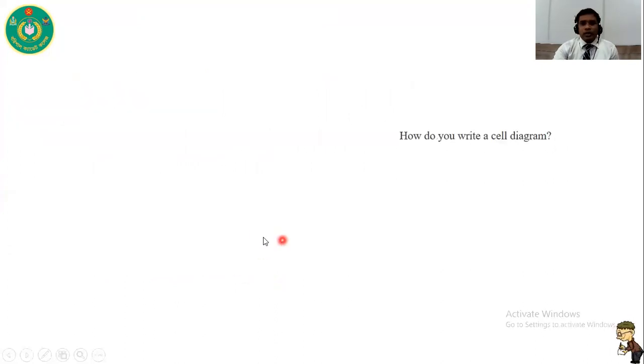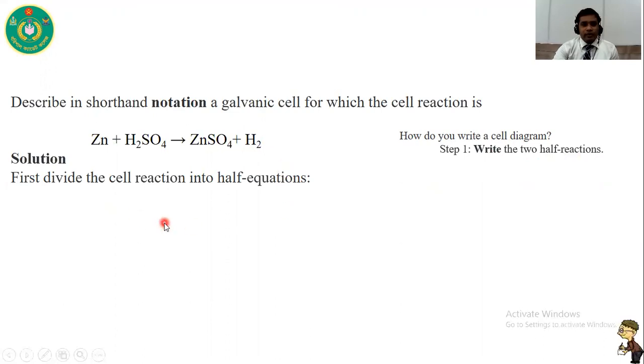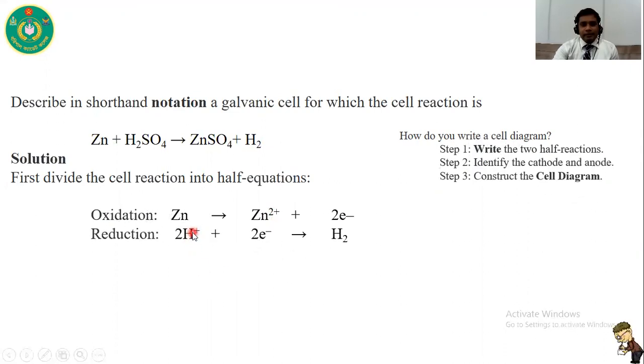So how will we write a cell diagram? Describe in shorthand notation a galvanic cell for which the cell reaction is zinc plus sulfuric acid gives zinc sulfate plus hydrogen. If there is a cell reaction, how can we write a cell representation? So we first write the two half reactions. The first half reaction is zinc donating electrons to give Zn2+, and H+ will accept electrons and we get hydrogen gas.